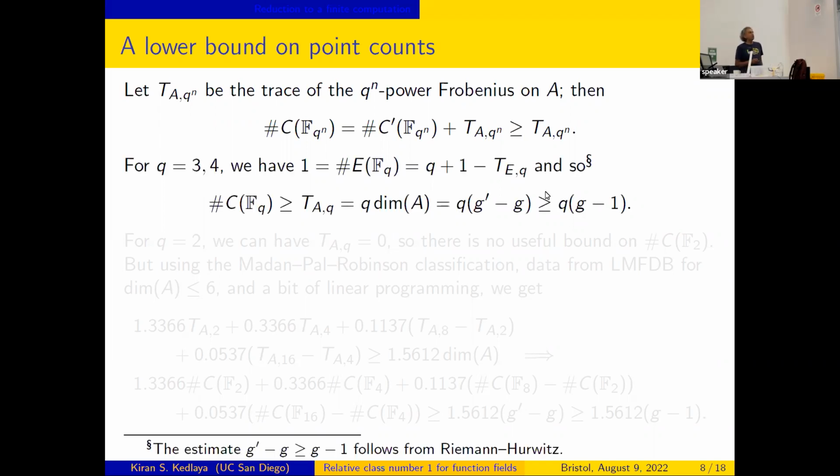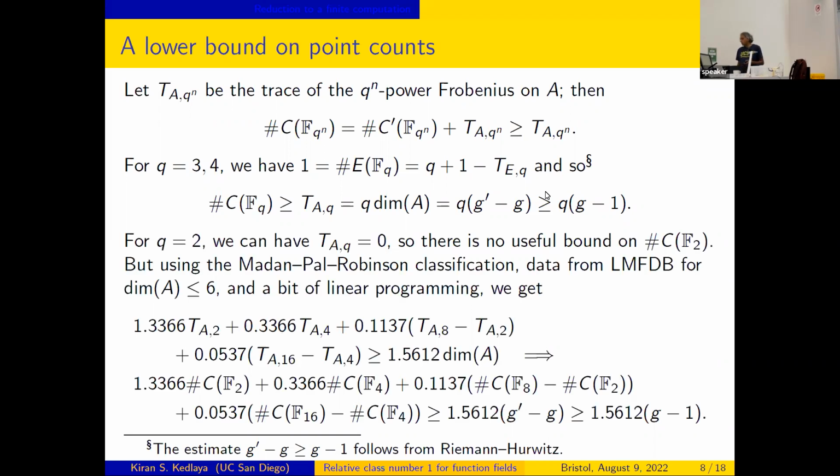And that's handy because when Q equals 3 and 4, the Q-trace is going to be Q times the dimension of A, because I have a power of an abelian variety of order 1, whose trace is Q. So because Q plus 1 minus Q is what gives you 1. And so you have Q times the dimension of A. The dimension of A is G' minus G, which by Riemann-Hurwitz is at least G minus 1. So that's a pretty strong lower bound on point counts.